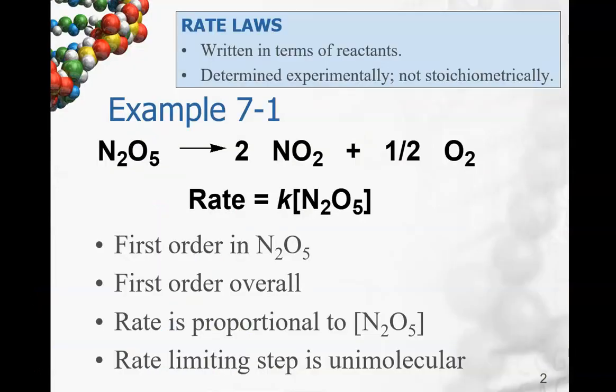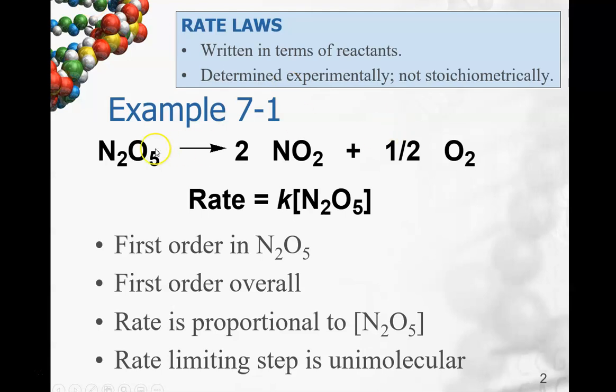So before we get started, I wanted to give you an overview of rate laws, and this is a review from General Chemistry. You might remember from General Chemistry that rate laws are written in terms of reactants and they're determined experimentally, not stoichiometrically. So that means that somebody can't give you an equation and just say, tell me the rate law. They would have to give you experimental data.